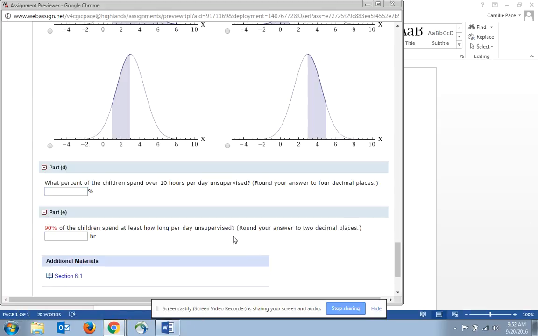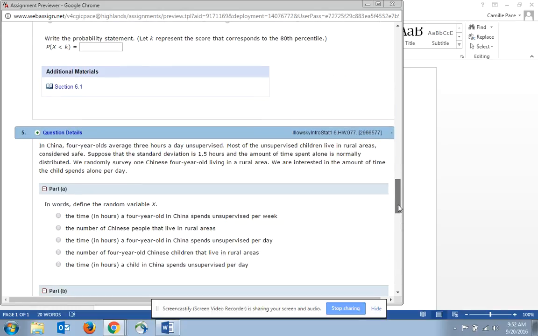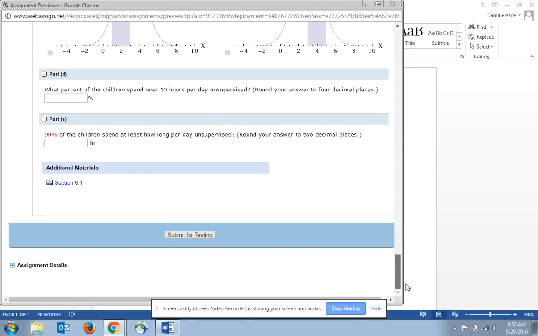And then for part E, it's the inverse norm function. Why is it? Because I'm talking about 90% of the children. So you're going to use the 90th percentile, and you're going to plug in the mean and the standard deviation.